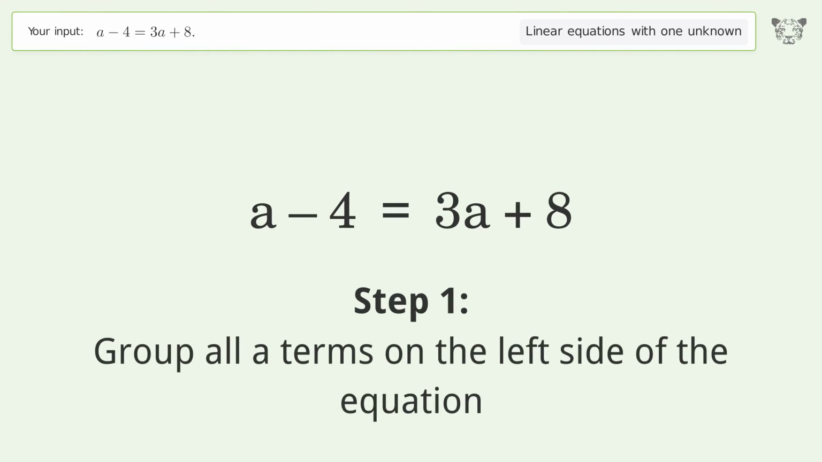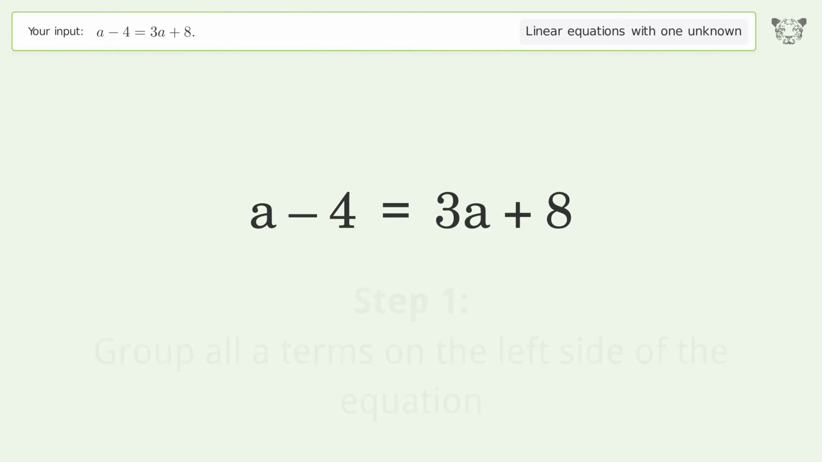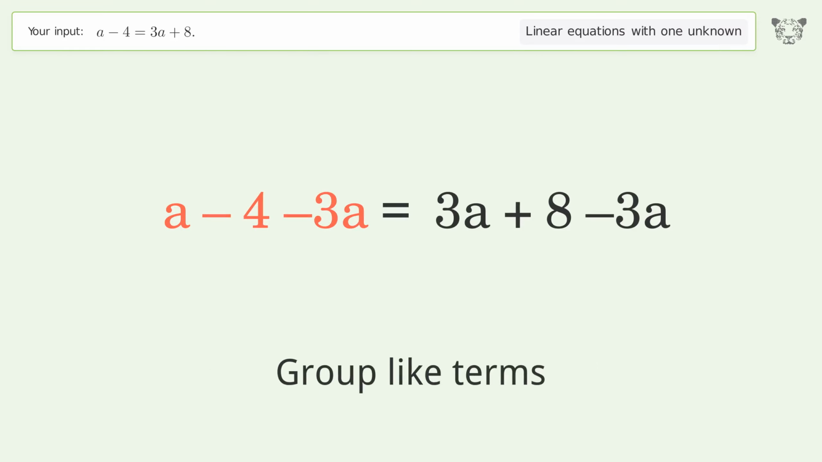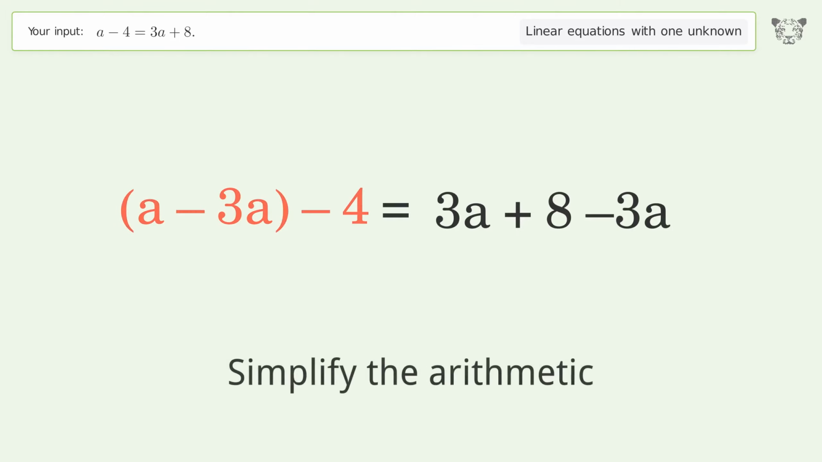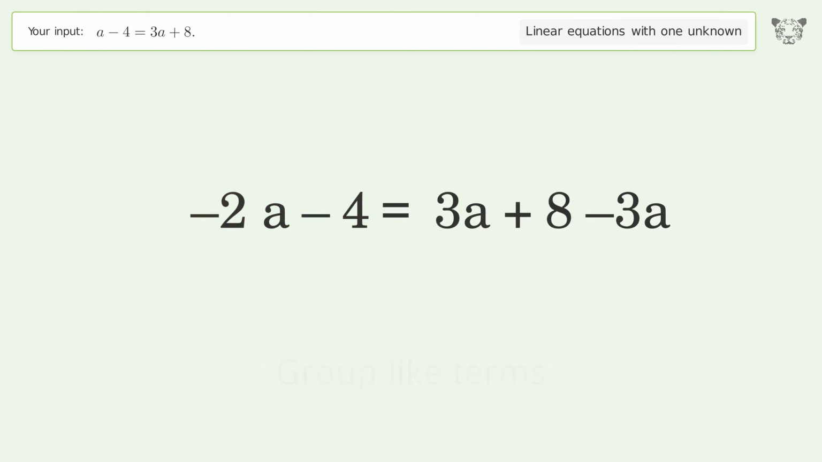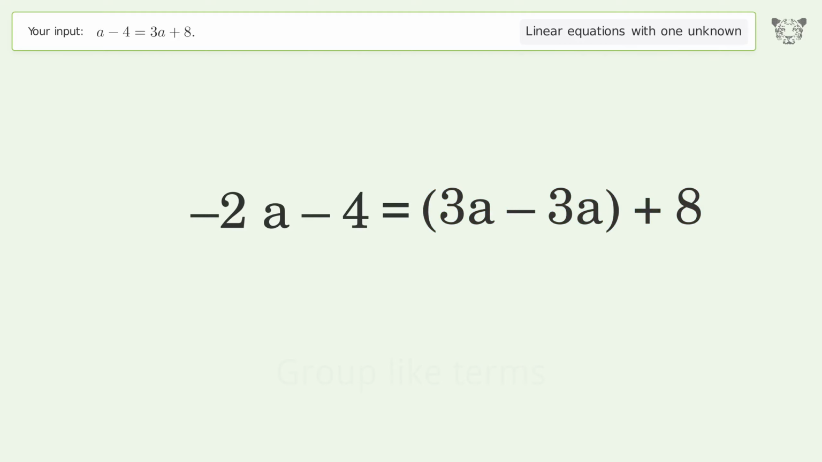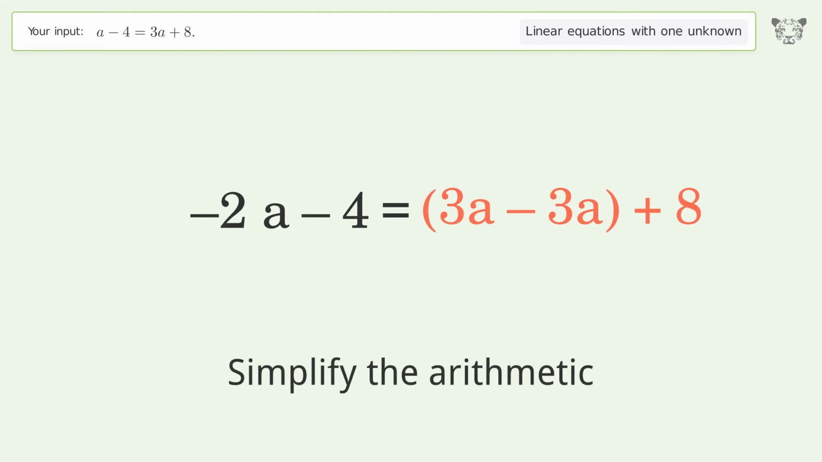Group all a terms on the left side of the equation. Subtract 3a from both sides. Group like terms. Simplify the arithmetic. Group like terms. Simplify the arithmetic.